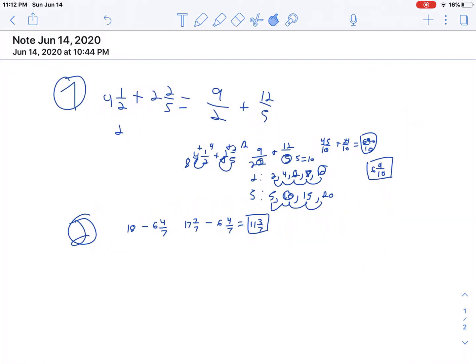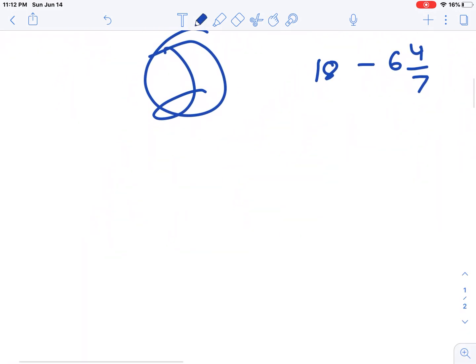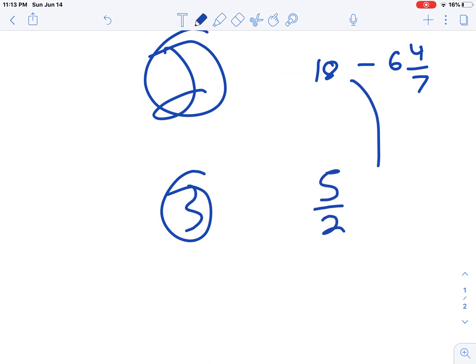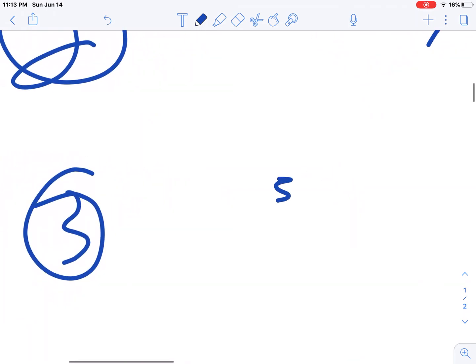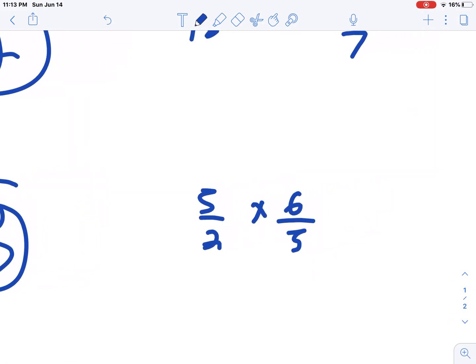Alright, so now the next one is multiplication. This one's a little tricky. So to start with the question, it is 5 and 2 times 6 and 5. Right? Is that the question? What is it?